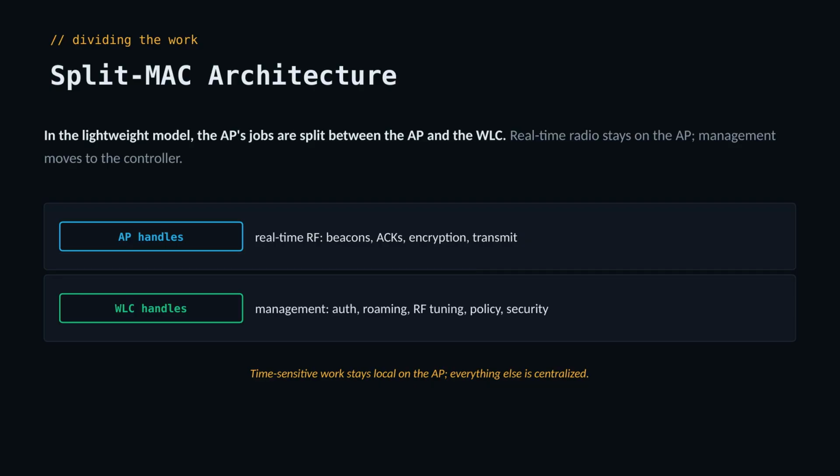Anything time-sensitive, beacons, acknowledgements, encryption, the actual transmission of frames, has to stay on the AP because the radio simply can't wait for a round trip to the controller. Everything else, authentication, roaming decisions, RF tuning, policy, security, gets pushed up to the WLC, where it can be managed centrally across every AP at once. Real-time work stays local. The thinking happens in one place.